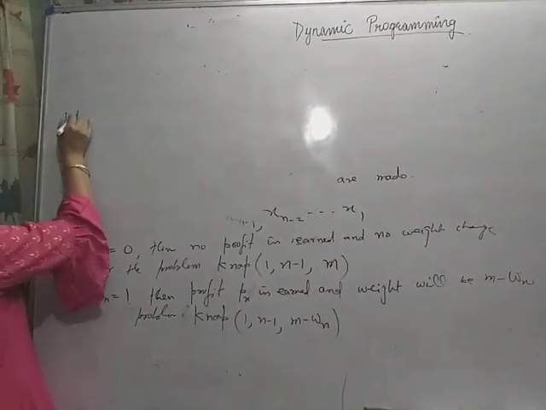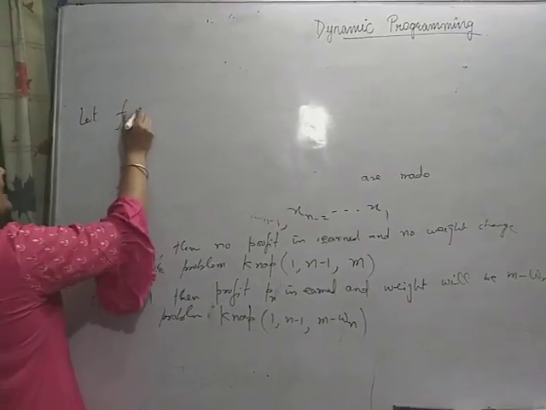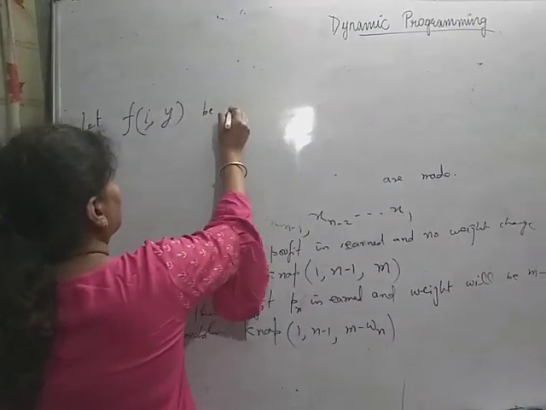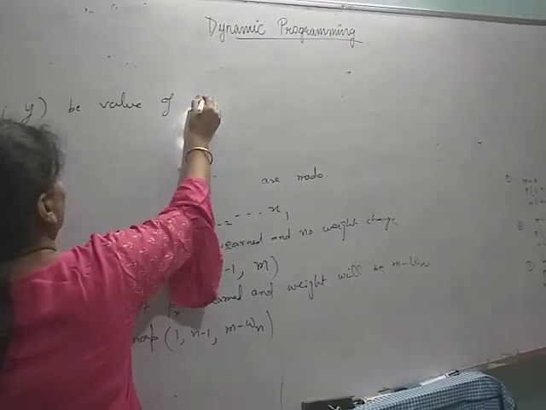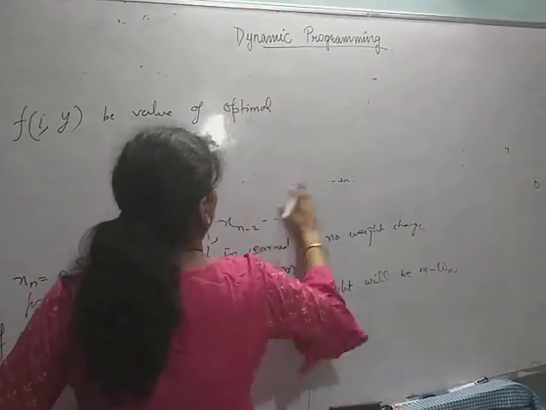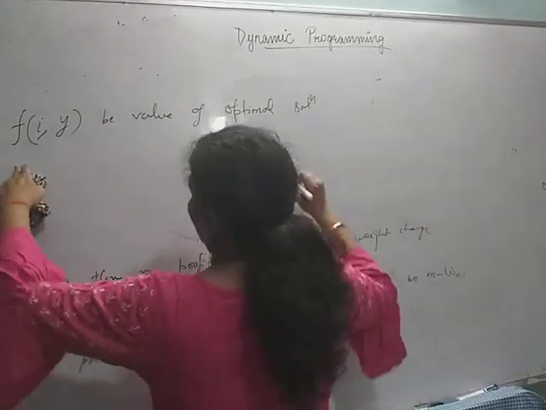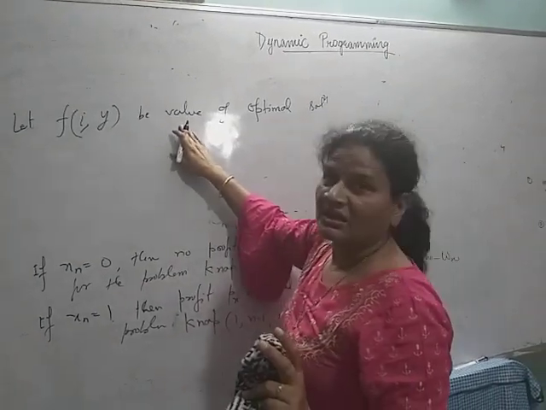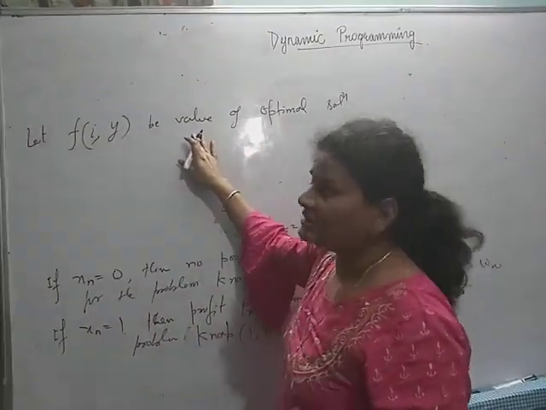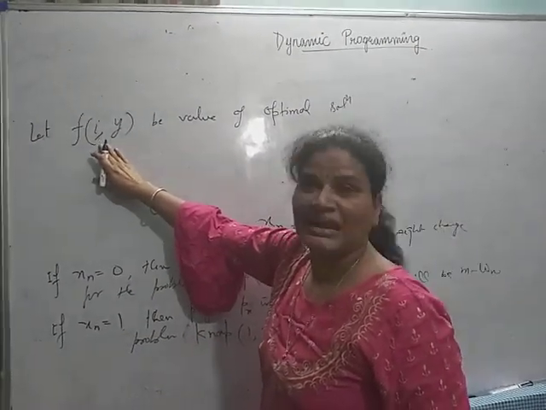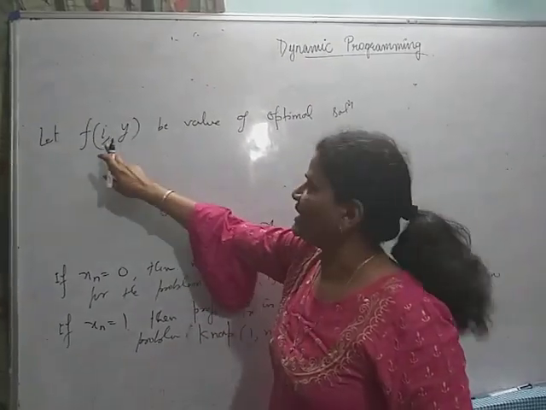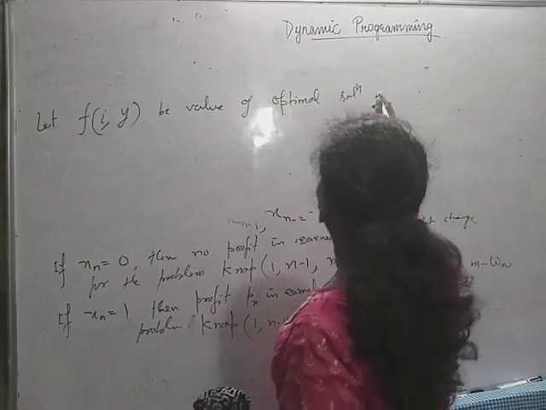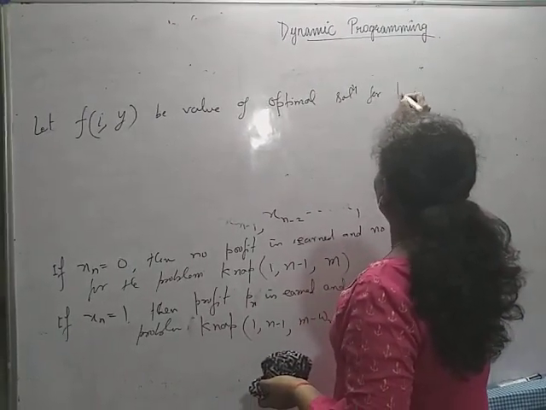Let Fiy be the value of the optimal solution. Here the value is a profit. That means I have taken the decision for i objects and the remaining capacity is y. Here i is the object number, and y is simply the capacity, with the value of the optimal solution for the knapsack problem 1 to i.